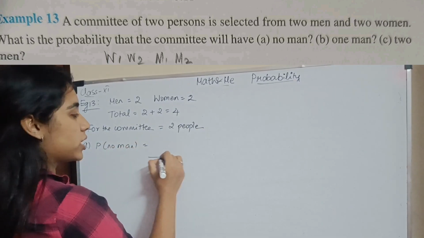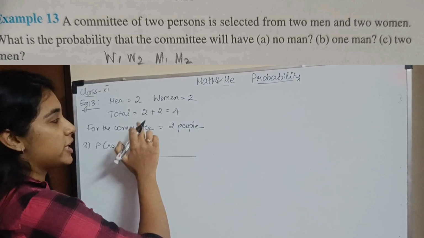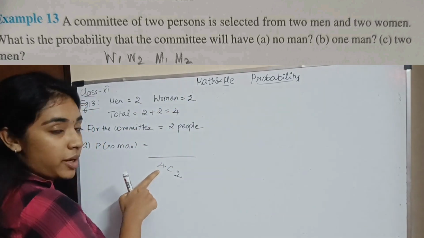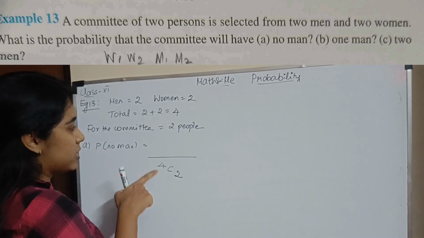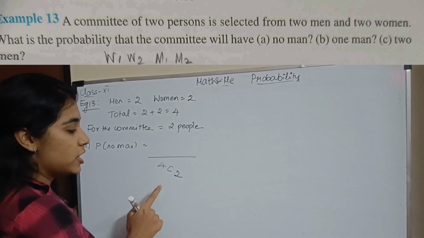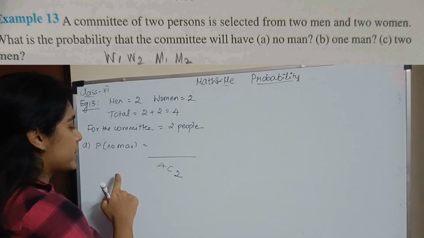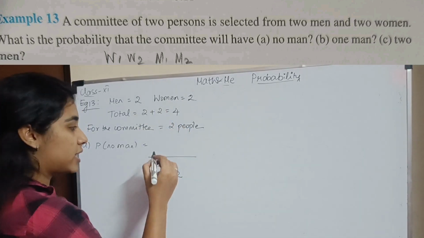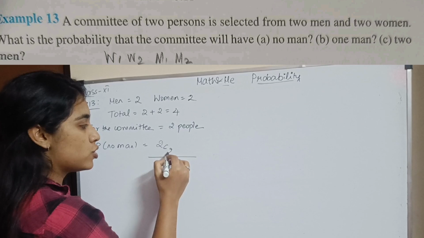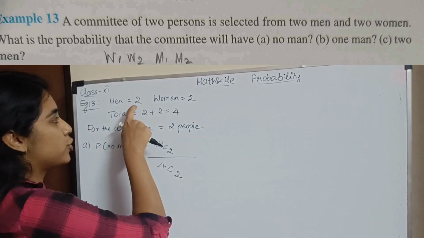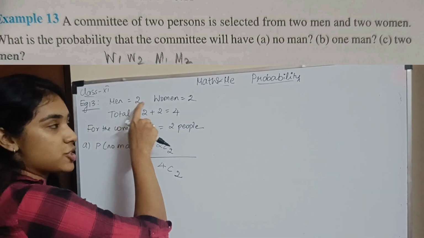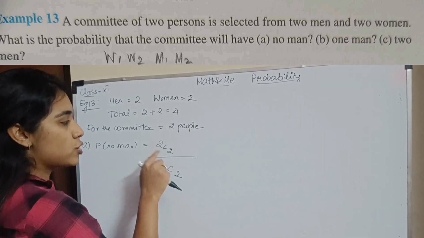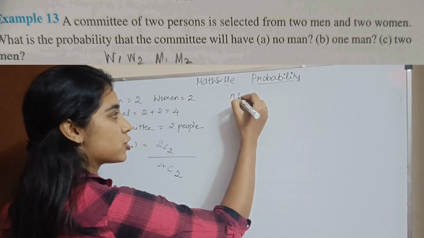So basically probability of no man. What will be my total outcome? I have 4 people in total, including 2 men and 2 women. So I need to choose 2 people from the 4 people that I have in total, because for the committee I need only 2 people. So I am choosing 4C2 and I need no man. What does that mean? I need to choose only from the women. Correct? Then what will it be? It will be 2C2. No man means you need not take this into consideration. You have to choose 2 people from the 2 women that are left. So 2C2, another combination. What have we learnt?